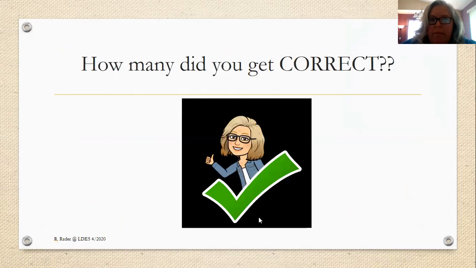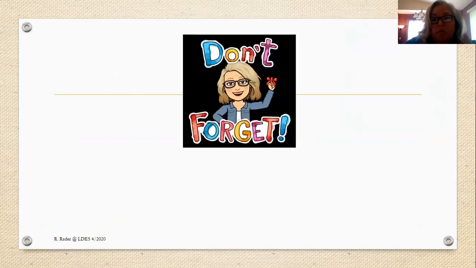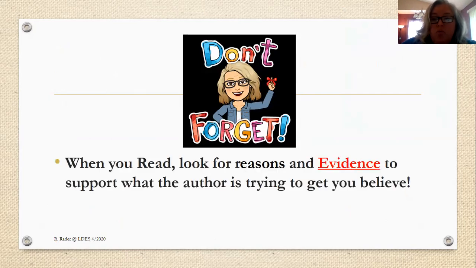Great job. How many did you get correct today? I hope you got all 4 correct, those 4 ways. So just don't forget. When you read, look for reasons and that evidence to support what the author is trying to get you to believe. That is very important. Always look for evidence of what they're wanting you to believe.